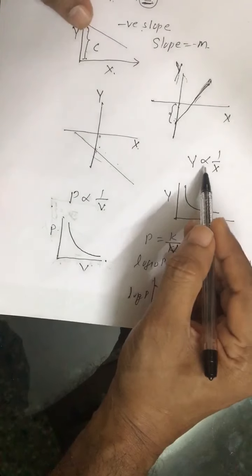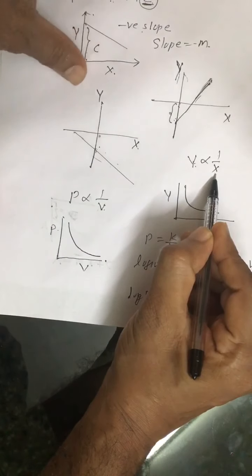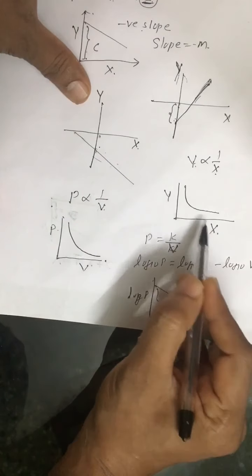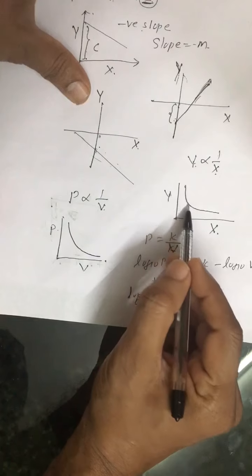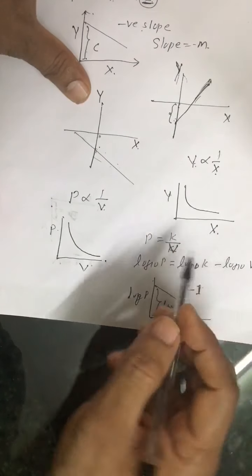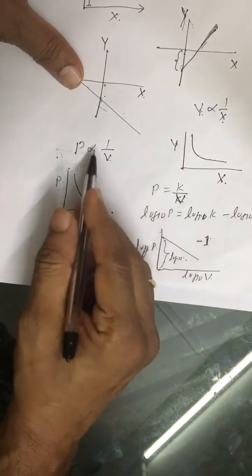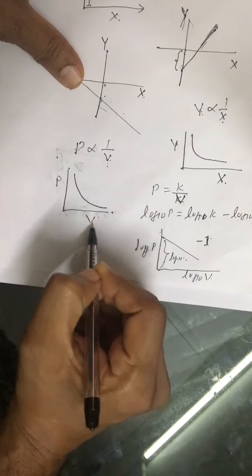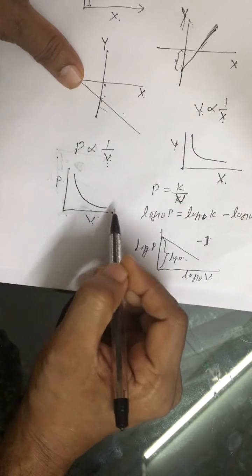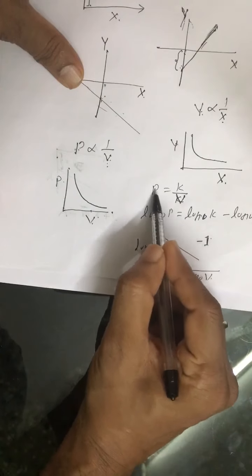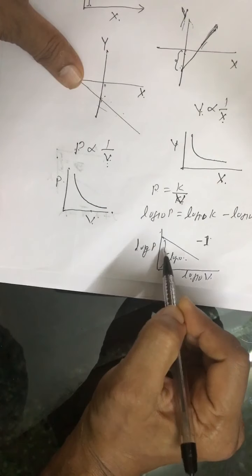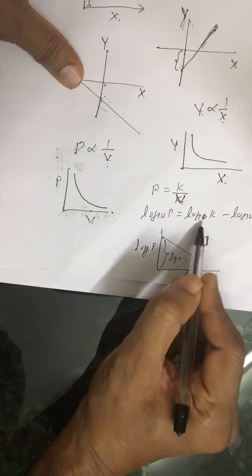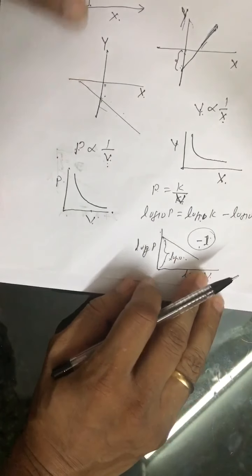Whereas if we have a relation like y is inversely proportional to x, then if you draw a graph between y and x, we get a rectangular hyperbola. That I told you in Boyle's law, P is inversely proportional to V. So if you draw a graph between pressure and volume, this is a rectangular hyperbola. Or you can take a log of it, and log of P versus log of V, you get a negative slope, where intercept is log of K and slope is -1.